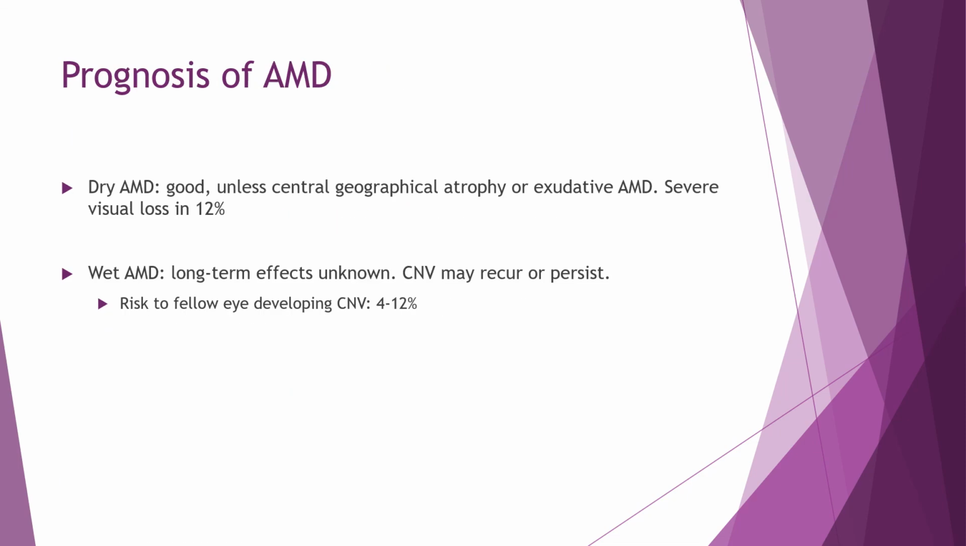The prognosis of dry AMD is good unless there is a central geographic atrophy or exudative AMD. Whenever the central vision is interfered, the prognosis is not as ideal. Severe visual loss can occur in 12% of patients with dry AMD. For wet AMD, the long-term effects are not really known. The choroidal neovascularization may recur or persist, and the risk to fellow eye also exists. And the other healthier eye without the AMD, the risk of that eye developing CNV is 4 to 12%.